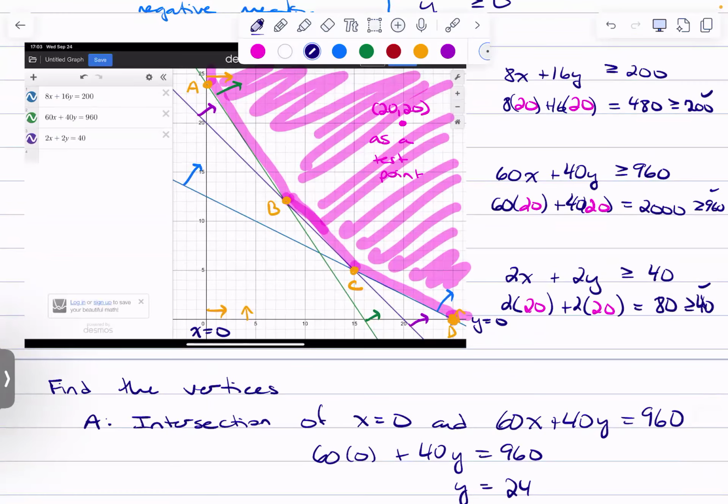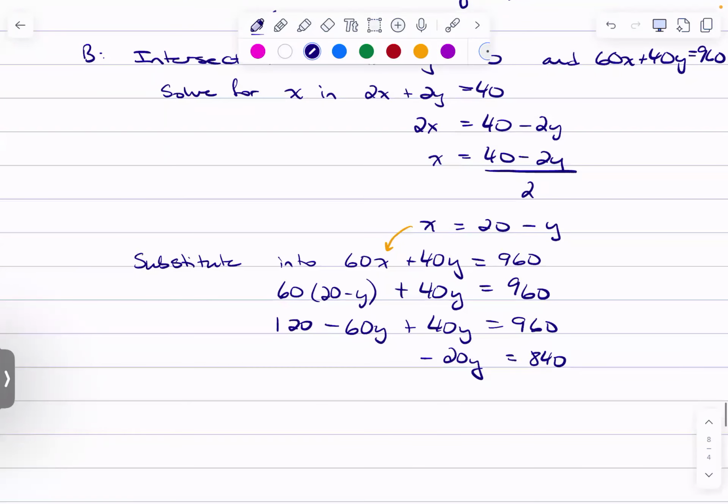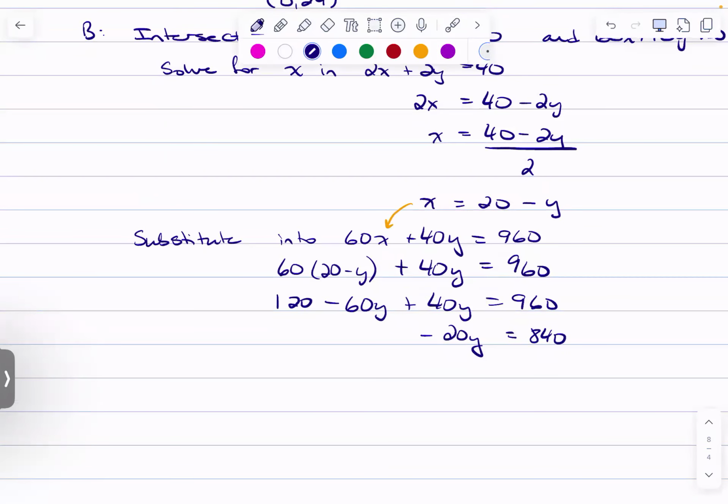I'm expecting something like 812. Where did I go wrong? Oh, haha, nice try, Emily. 60 times 20 is not 120. I'll sneak another 0 in there. That's why. Sorry. And then 960 minus that. There we go.